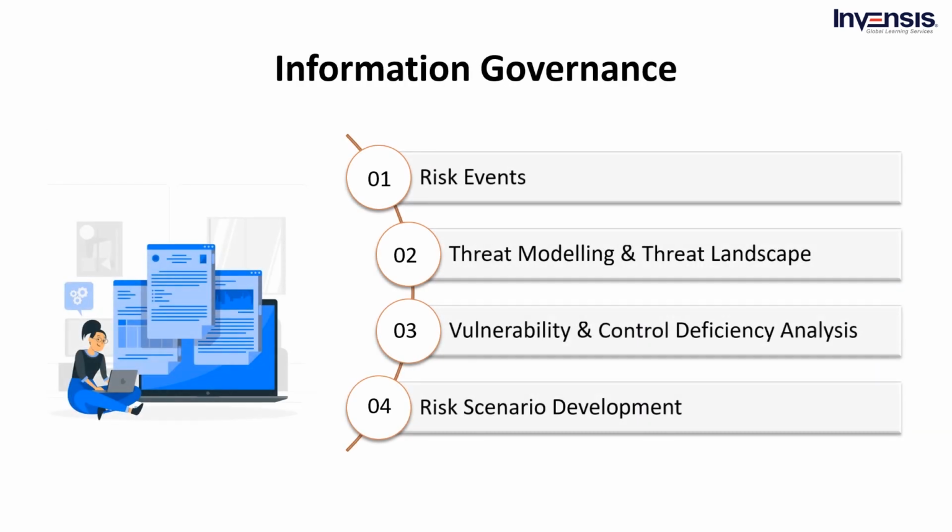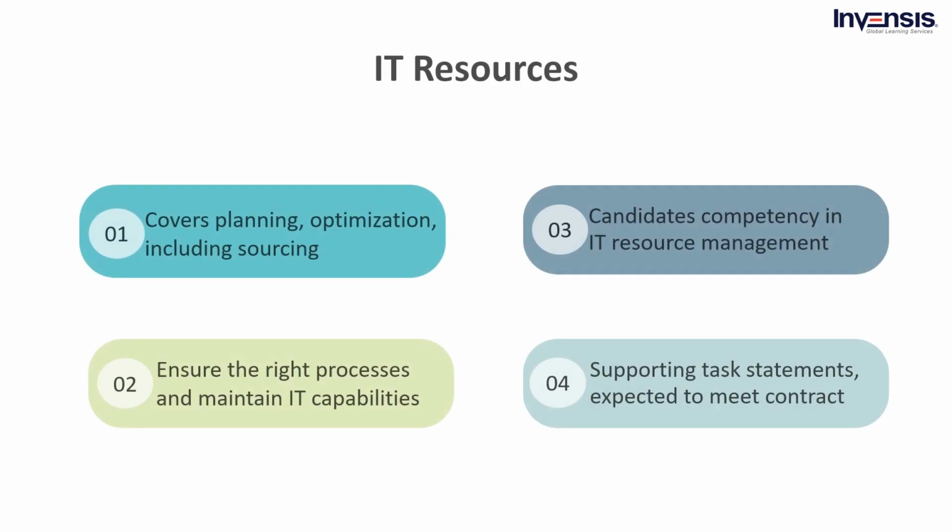For information governance, we will discuss the topics as given below: information architecture, information asset lifecycle, information ownership and stewardship, information classification and handling. Moving on to the second domain, which is IT resources. The second CGEIT examination domain covers the planning and optimization of IT resources, including sourcing and acquisition strategies, capacity planning, asset management, and human resource development.